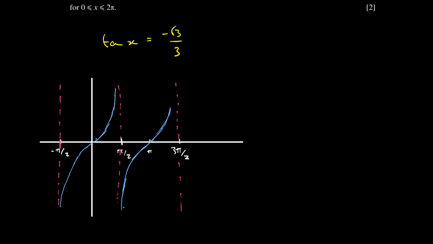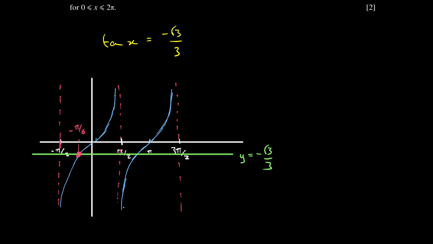Okay, now if we're trying to solve tan x is equal to negative root 3 upon 3, what we're really being asked to do is to find the intersections of this curve with the line y equals negative root 3 upon 3. So we're being asked to find the intersection of that green line with that tan curve. And if we use our calculator, we get that point there, and that point there is minus pi by 6.